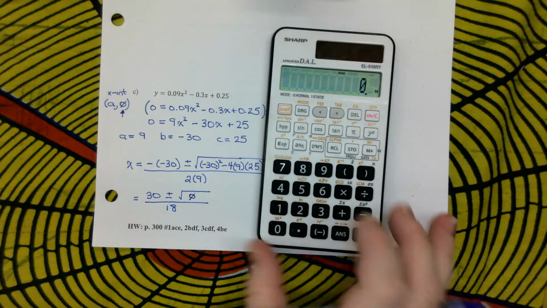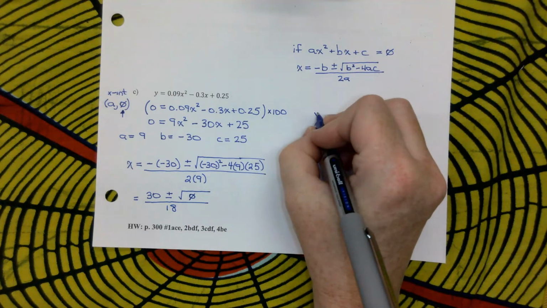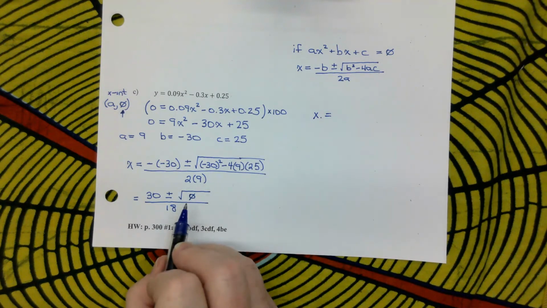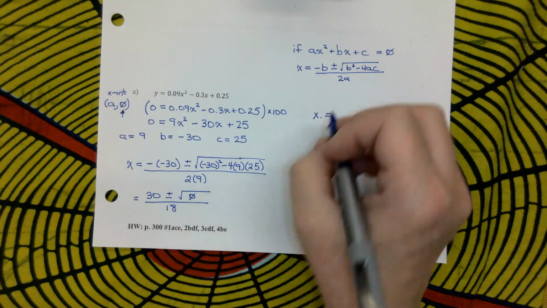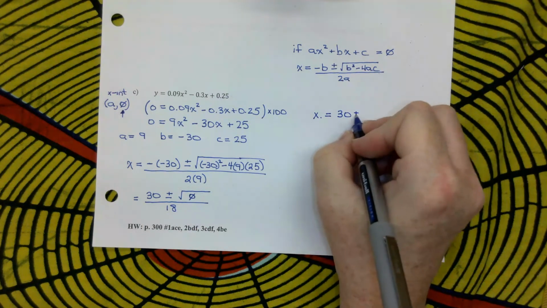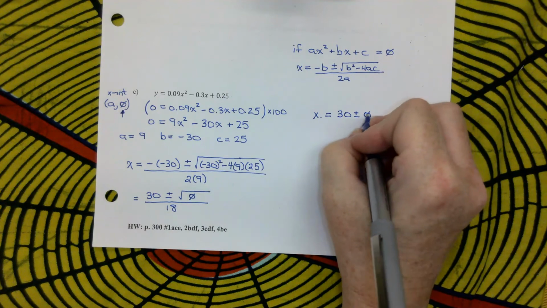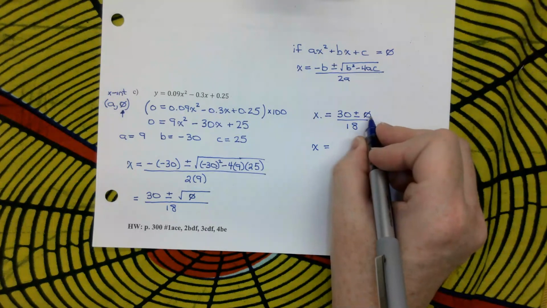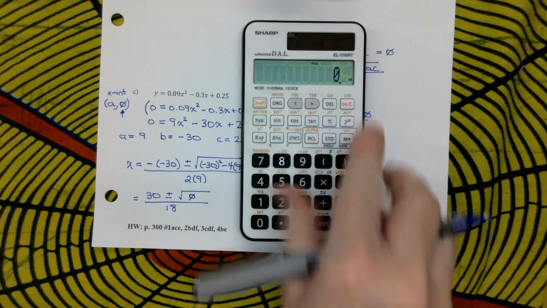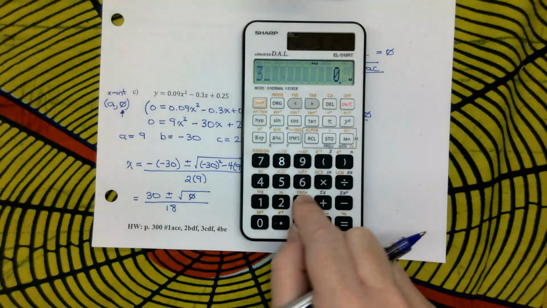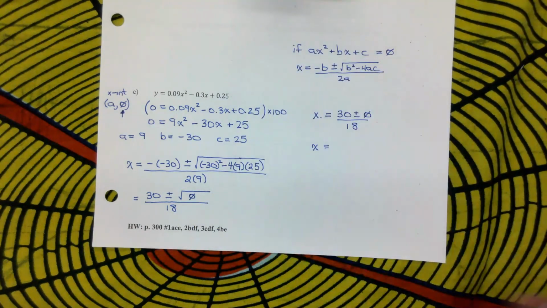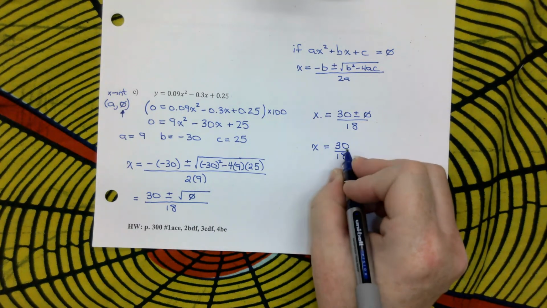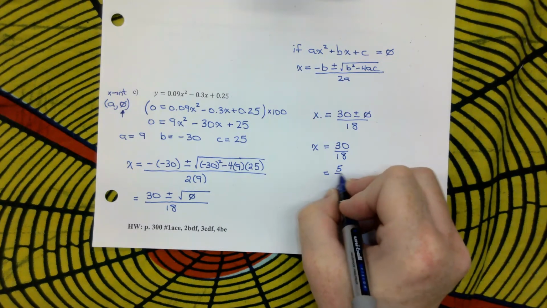Okay? So I'm going to go ahead and break that apart. Actually, before I break it apart, if I add or subtract 0, I have 30 plus or minus the square root of 0, which is just 0, all over 18. Anytime you add or subtract 0, right, 30 plus 0, I get 30. 30 minus 0, I get 30. So I can actually just rewrite this as 30 over 18, which is equal to 5 over 3.